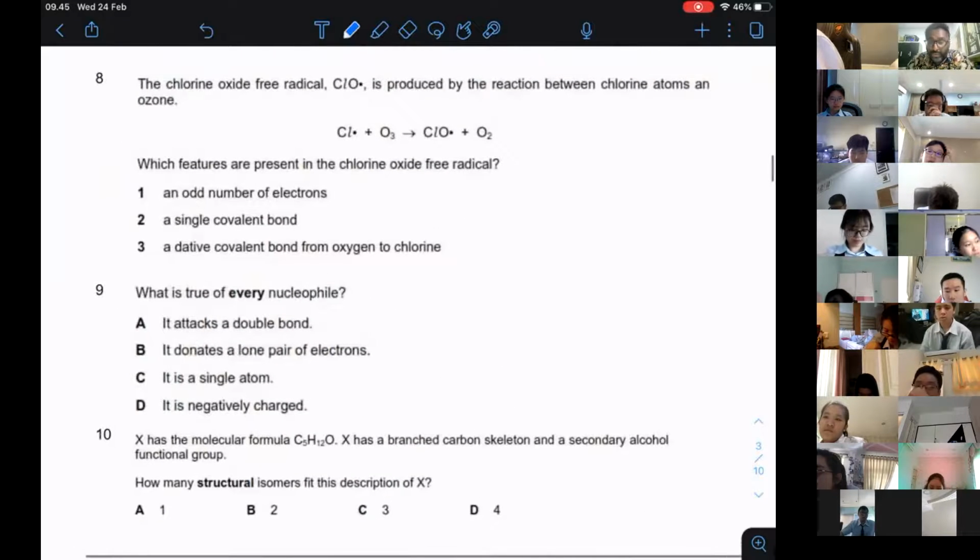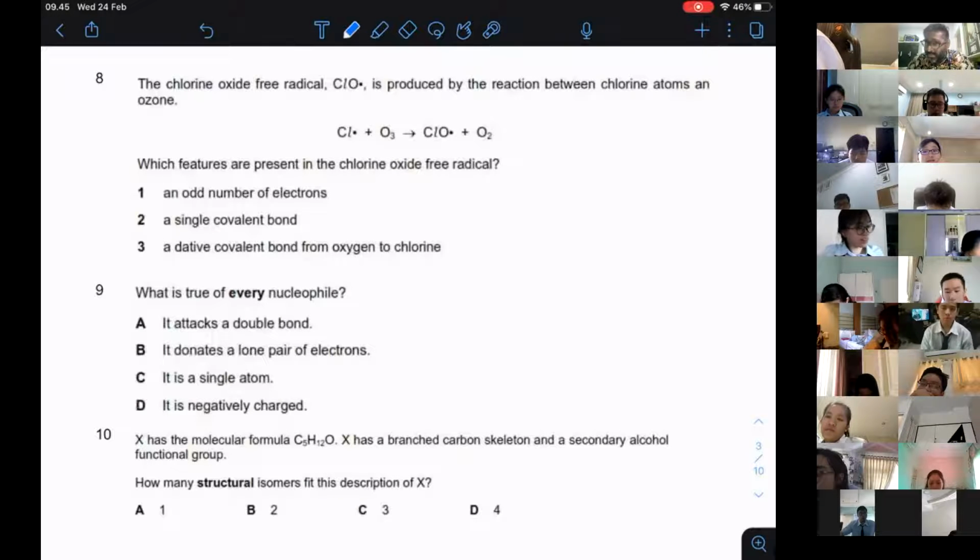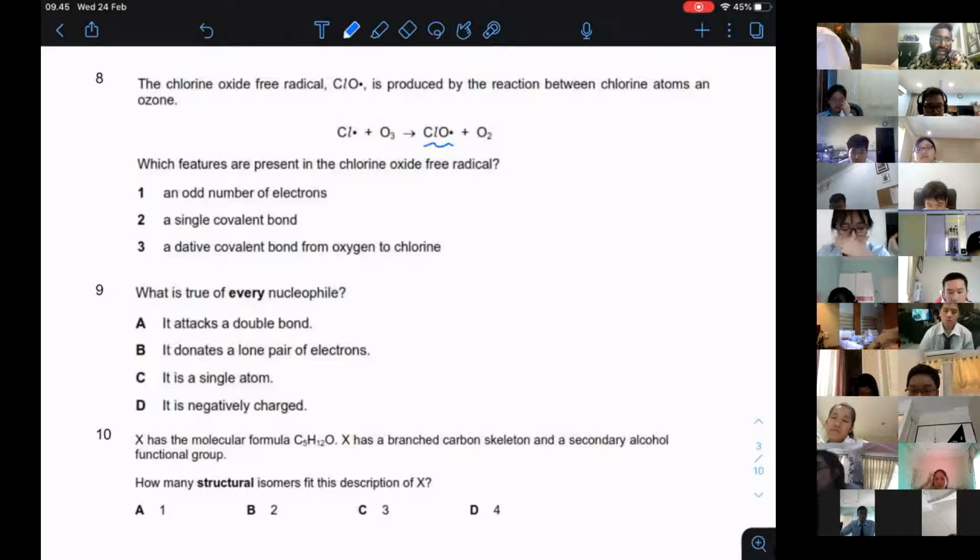Maybe I will not go through everything. I will start to skip some questions. You can try on your own. You see here, the chlorine oxide free radical is produced by the reaction between chlorine atoms and ozone. Which features are present in chlorine oxide free radical? It means this one. They are asking which one is going to be present.